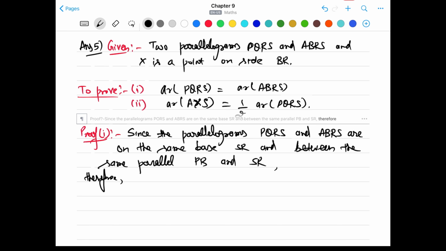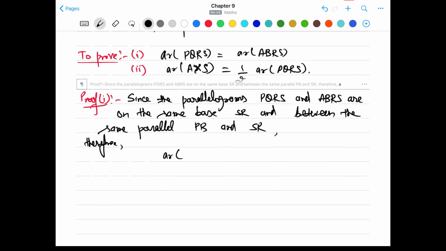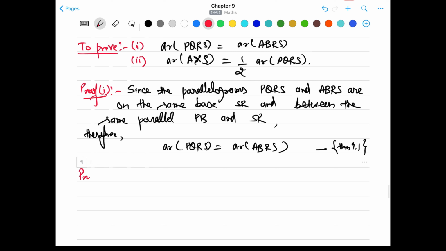Therefore the area of parallelogram PQRS will be equal to the area of parallelogram ABRS. Okay, this is by theorem 9.1. You can write the statement of theorem 9.1 here, which is: parallelograms which are on the same base and between the same parallels are equal in area. So directly applying theorem 9.1, the areas of the two parallelograms will be equal. Okay, now let's come to the proof of part second.